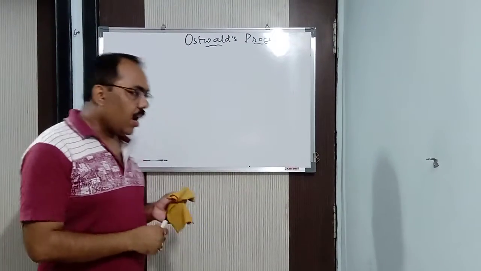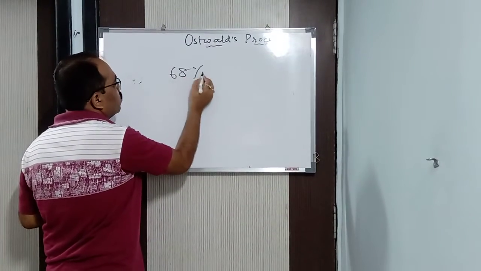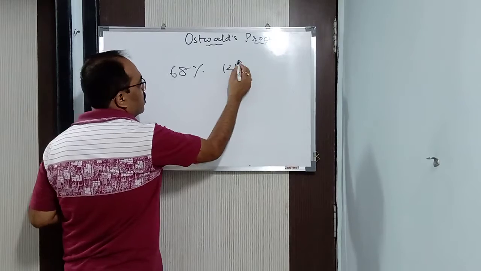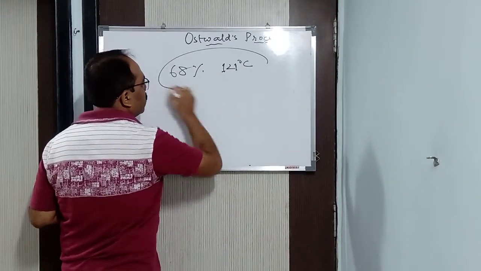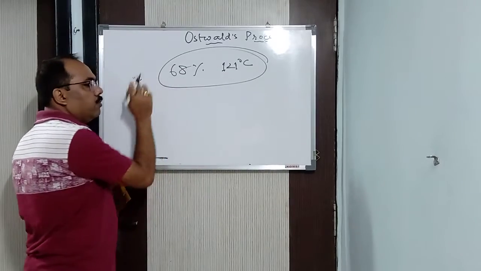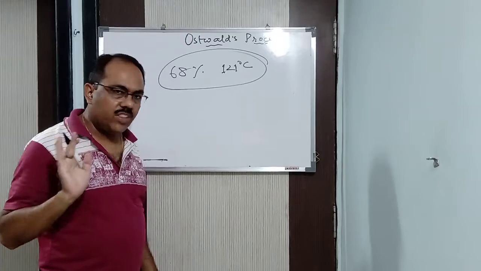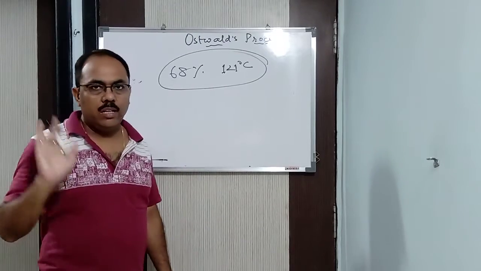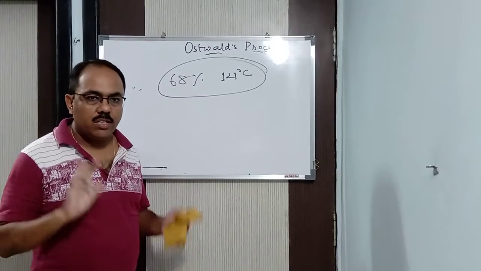But by this, how much can you increase the concentration? From 50% it comes to 68% when the temperature reaches 121 degrees Celsius. Beyond this it is not possible. You will get 68% nitric acid, meaning the concentration will be 68%. When the temperature reaches 121 degrees centigrade, the concentration increases from 50% to 68%. Beyond that it is not possible.